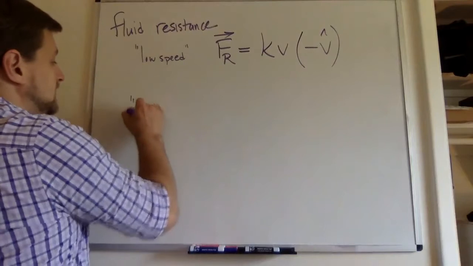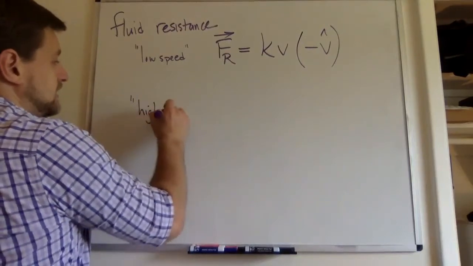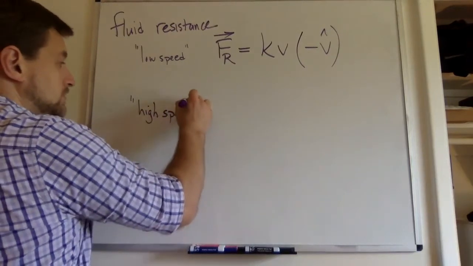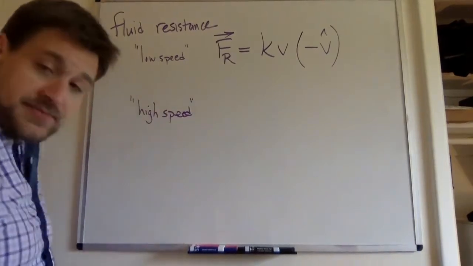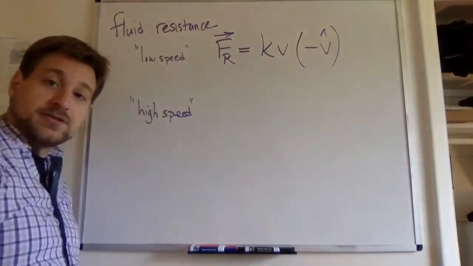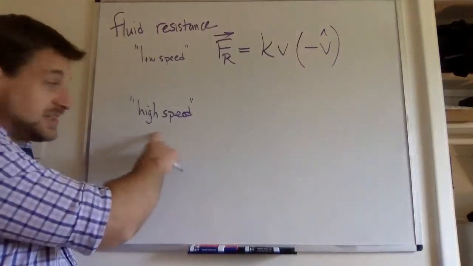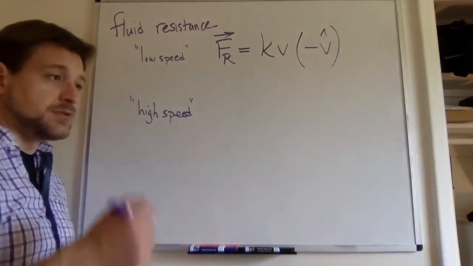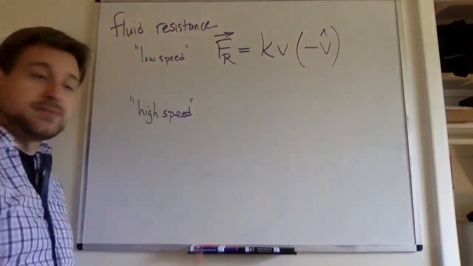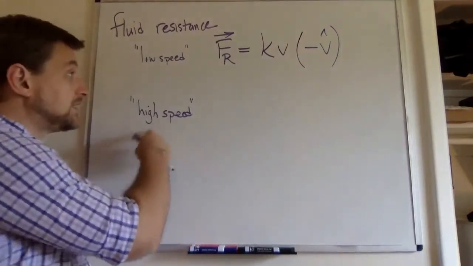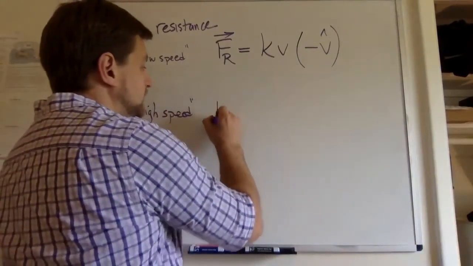The high-speed case, and this is actually the case that describes most macroscopic objects. Like if I throw this marker across the room, that's usually the high-speed case, especially if we're throwing a ball, like a basketball or baseball. We're talking about the high-speed case. And there's really not a whole lot of difference.